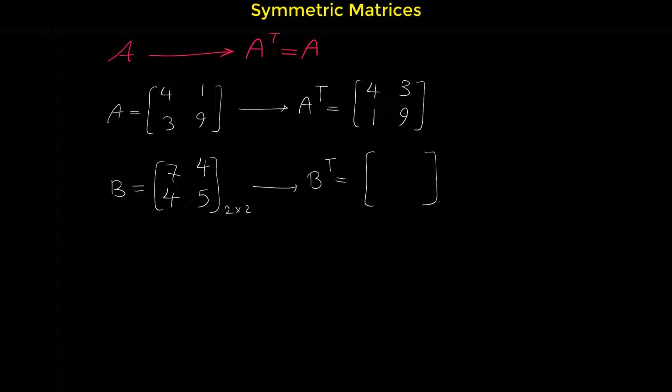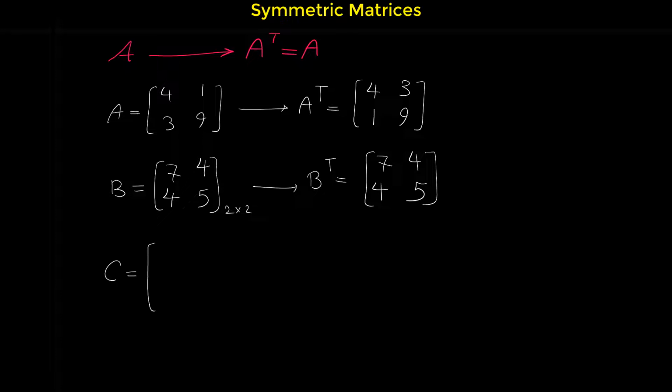Now let's see, is this matrix really symmetric or not? What is the transpose of this matrix? 7, 4, and we put the second row as the second column. And as you can see, the matrix B is symmetric.